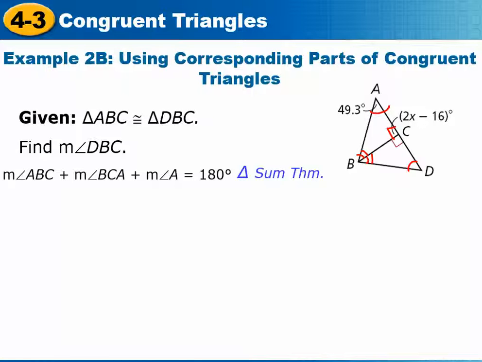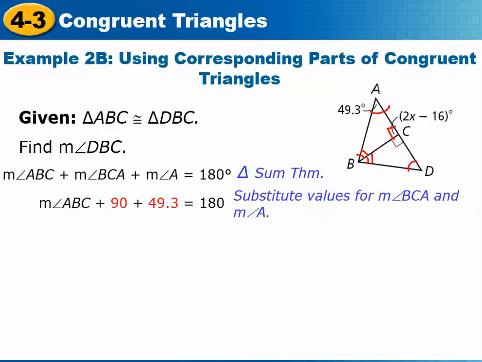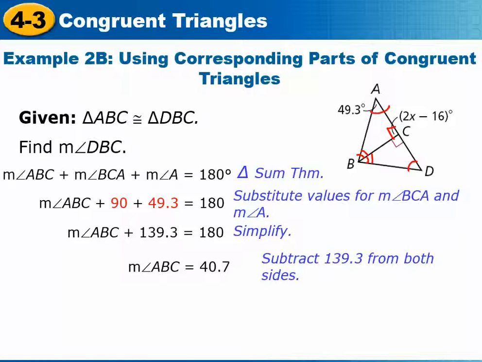We know that all three angles are going to be equal to 180 degrees from the triangle sum theorem. We found in the last problem that whatever angle ACB is was 90. So now we're going to substitute in, and then we have that the measure of angle ABC plus 139.3 is equal to 180, and then we subtract and we get 40.7.